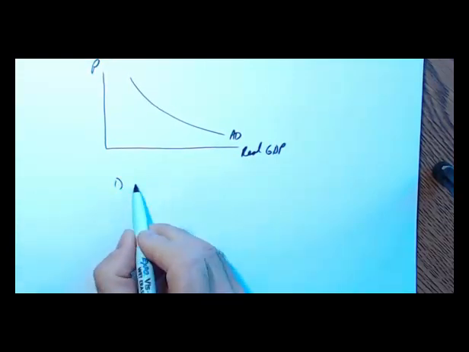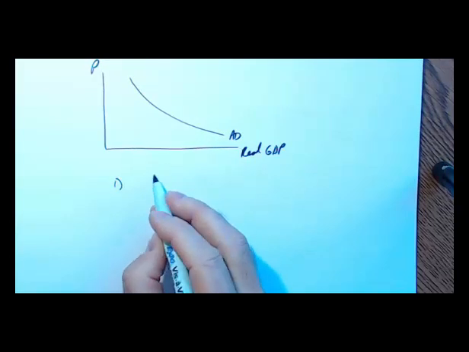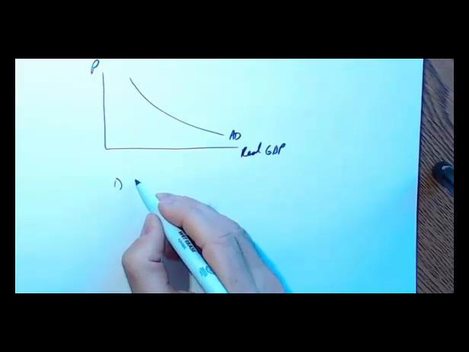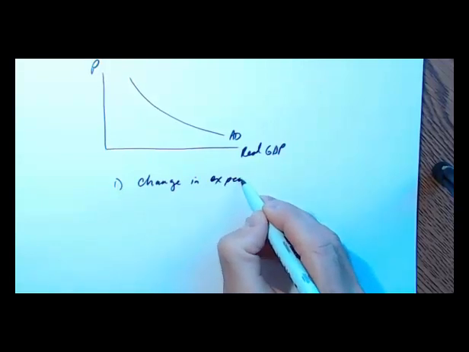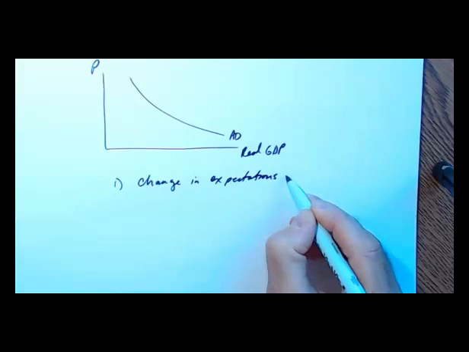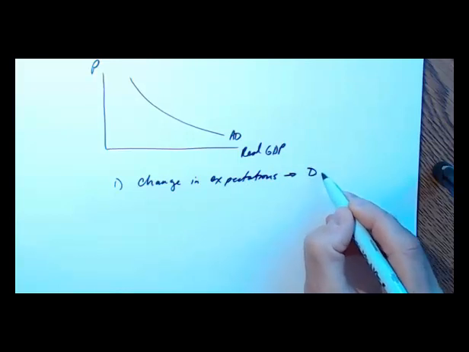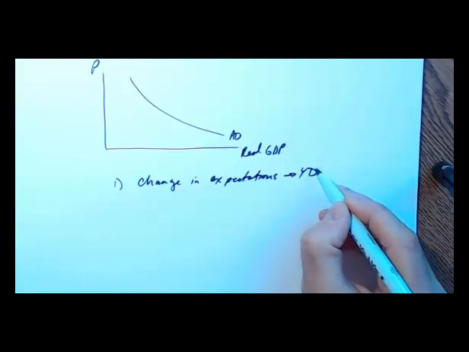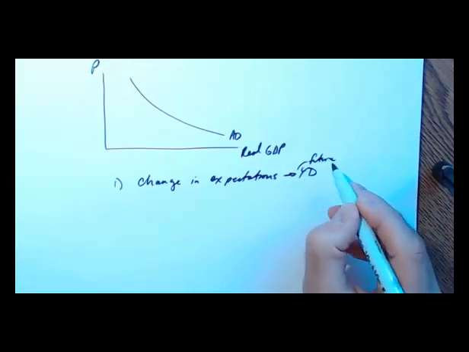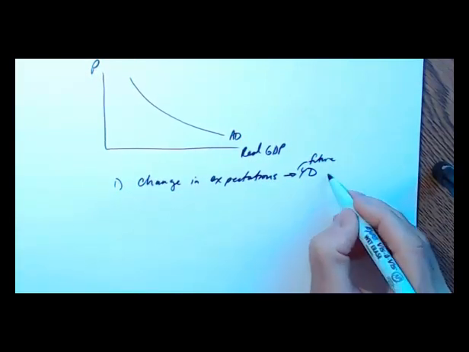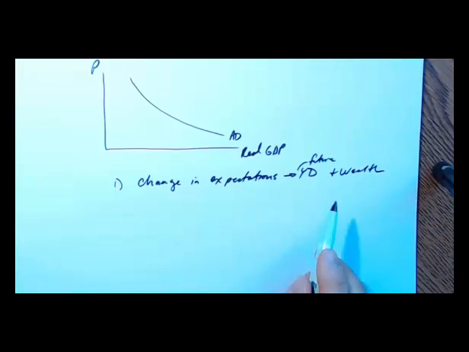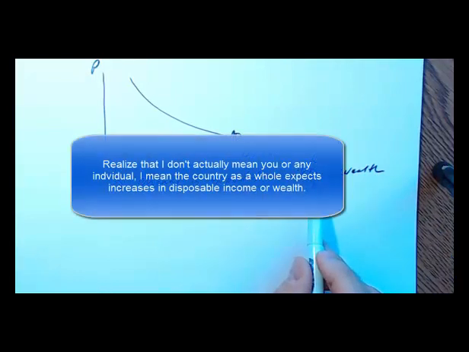One would be shifts in aggregate demand because of changes in expectations. Expectations of what? Expectations of future disposable income, YD, future, not current, disposable income, and wealth. So basically what we're saying is if you expect your disposable income to increase next year, you're probably going to ramp up your consumption now rather than wait till you actually see it.